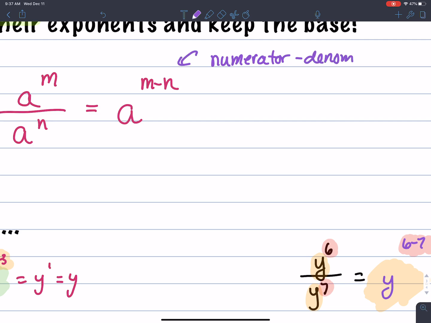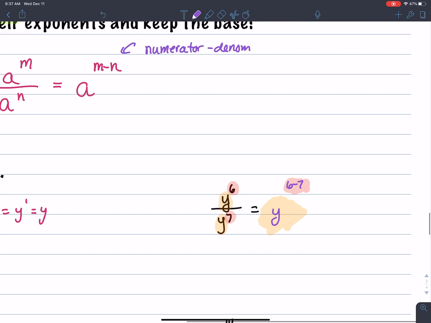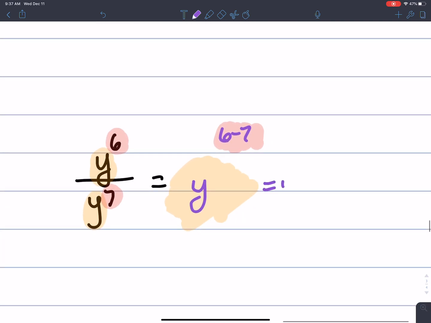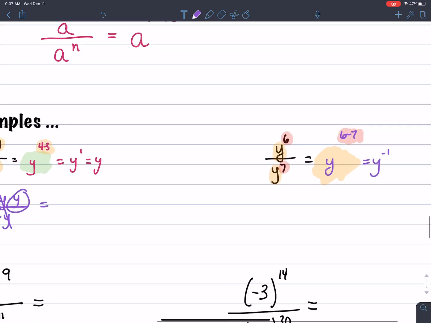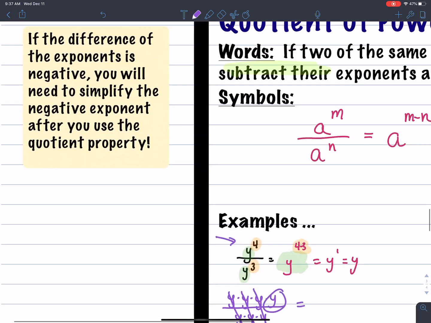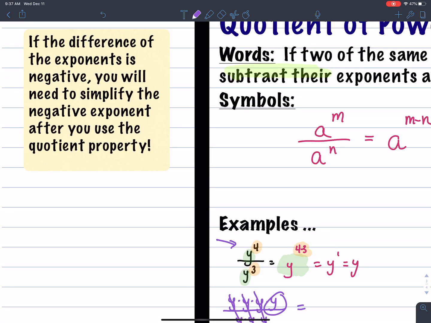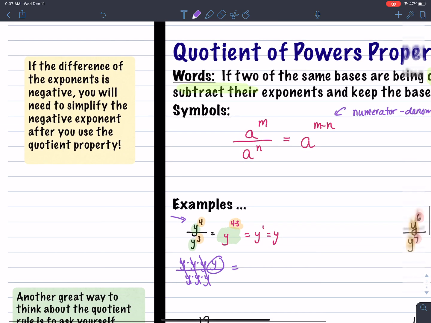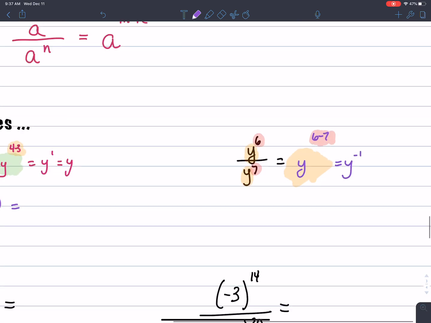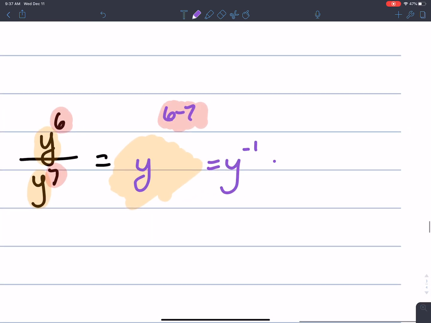That's what it's trying to say by n minus m. So here we actually get a negative number, right? 6 minus 7 is -1. And that's why I've included this little note for you. If the difference of the exponents is negative, we will have to use our negative exponent rule. So 6 minus 7 is -1, but we don't want negative exponents because that tells us to do something.